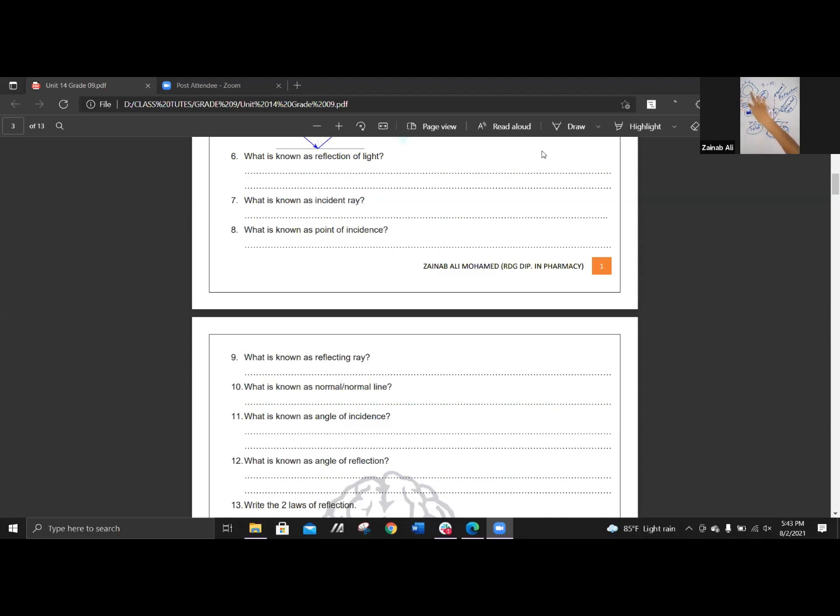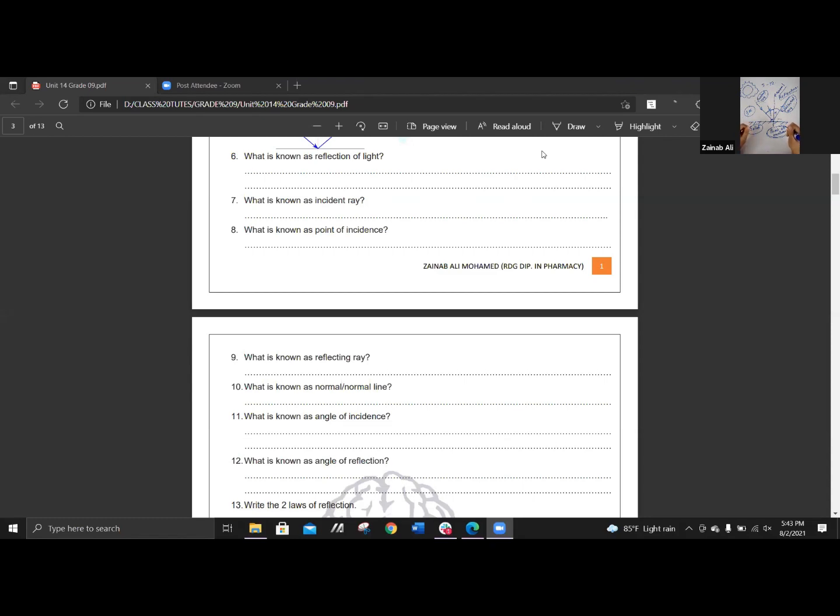Make sure to put surface. That's better, because it's not only mirror. According to activity 14.1, it is mirror. But when we are writing these definitions, put surface. Any smooth surface will undergo reflection.